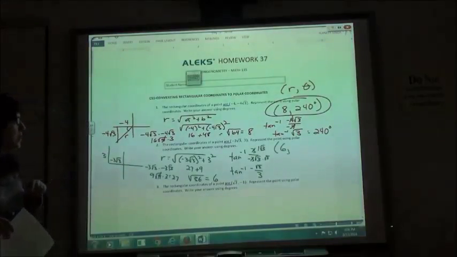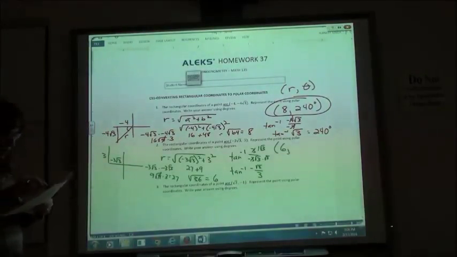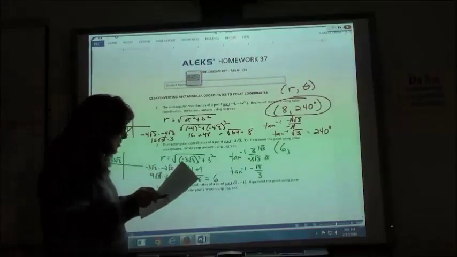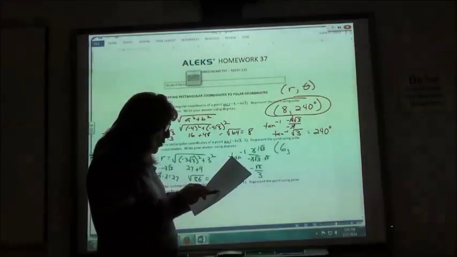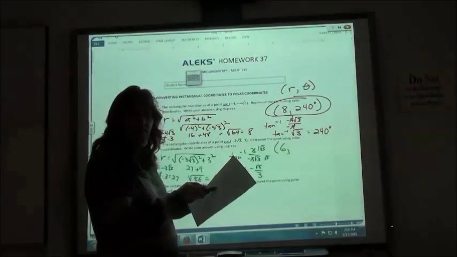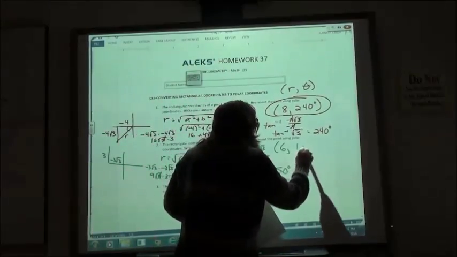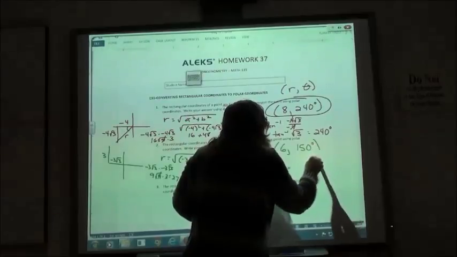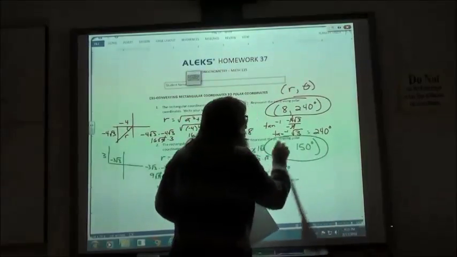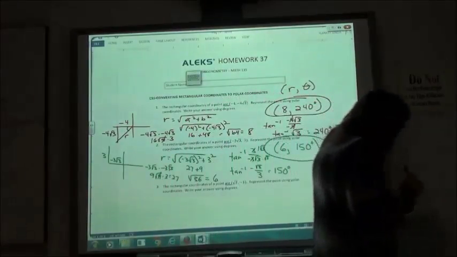So in quadrant 2, I'm looking for inverse tangent of negative square root of 3 over 3. So if I look there, I have 150 degrees if I look at my table. So my polar coordinates would be 6 with 150 degrees.